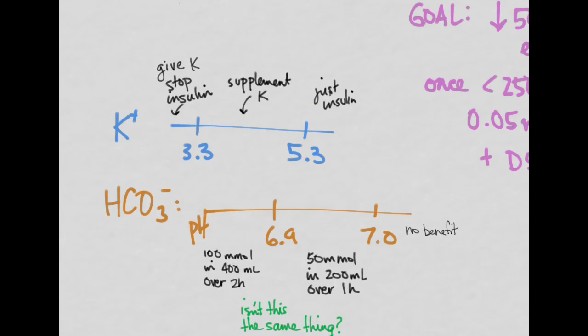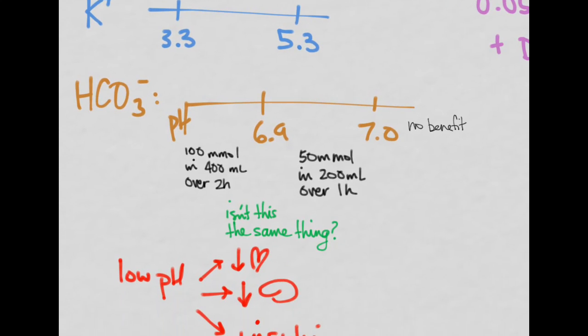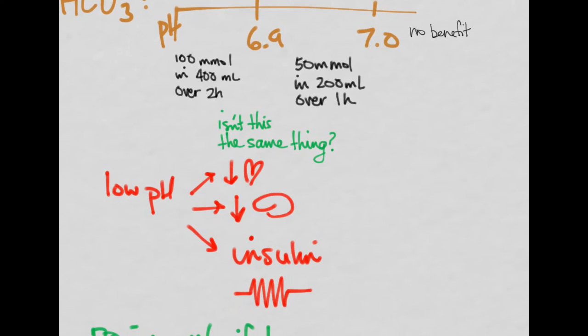Bicarb, should we give bicarb? This is somewhat controversial. Most people will say no, don't give the bicarb because it doesn't really help. But when they're profoundly acidotic, like less than 6.9, you might want to give some bicarb. Some will even say between 6.9 and 7 you might want to. Why? Because that low pH does lots of bad things. It's a negative inotrope. It causes altered mental status. It increases insulin resistance. So that bicarb may theoretically help something. Above 7, no benefit, so don't do it.